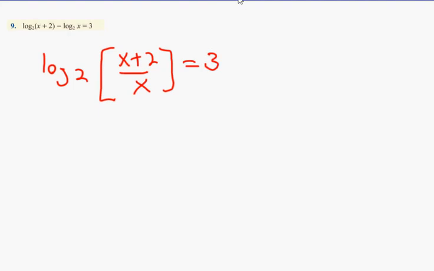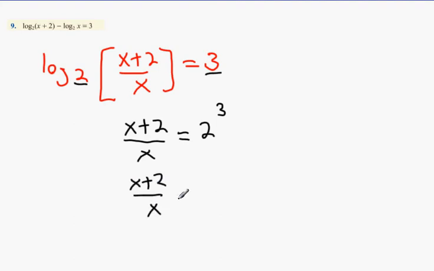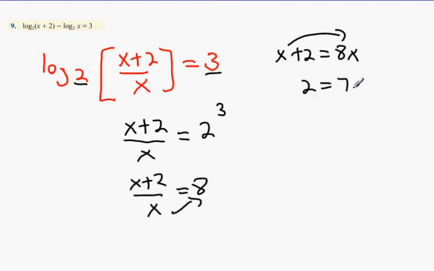Please remember, this is the base number. This one here is the power. This means x plus 2 divided by x equals 2 to the power of 3. X plus 2 over x equals 8. Cross multiply up the 8. So we're going to get x plus 2 equals 8x. Bring over the x. 2 equals 7x because it comes minus x. And then therefore x equals 2 over 7.